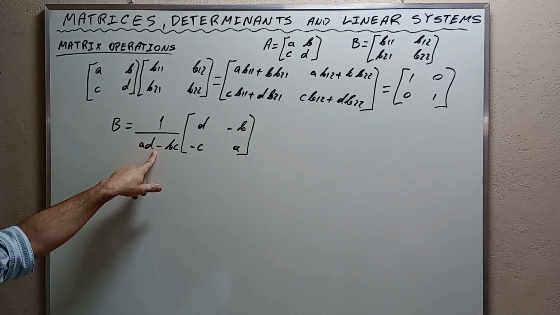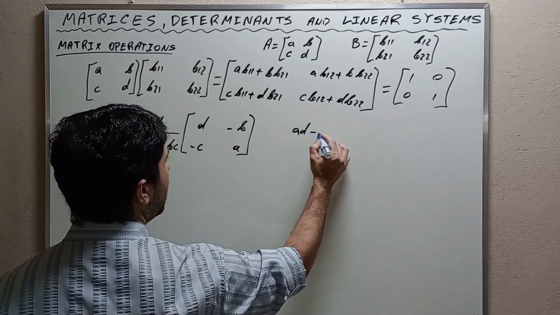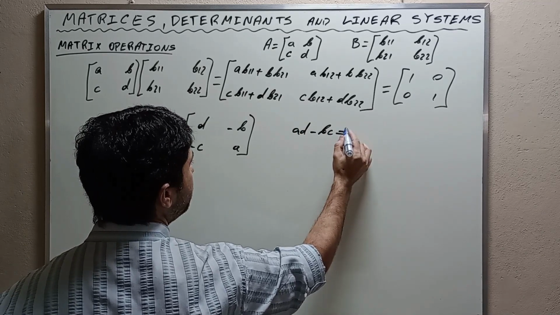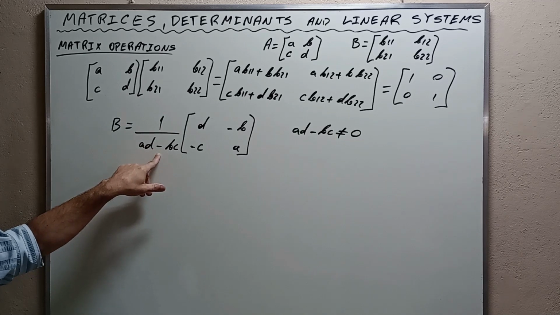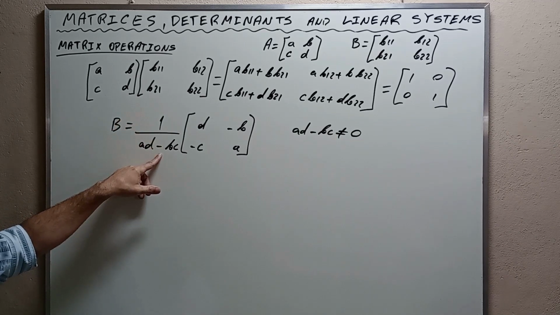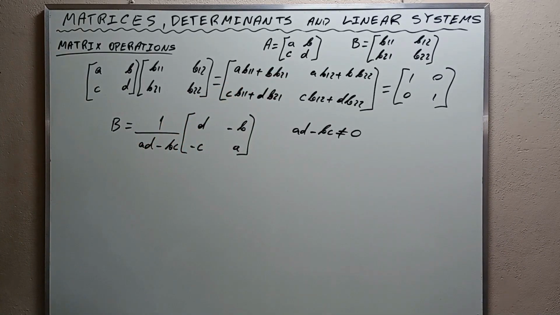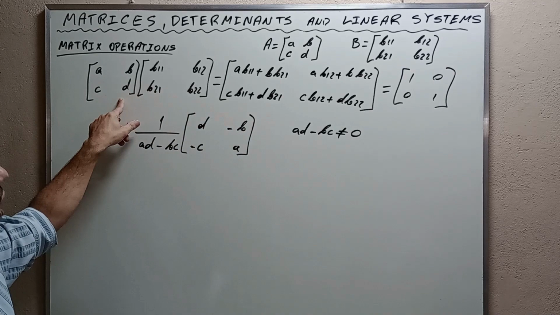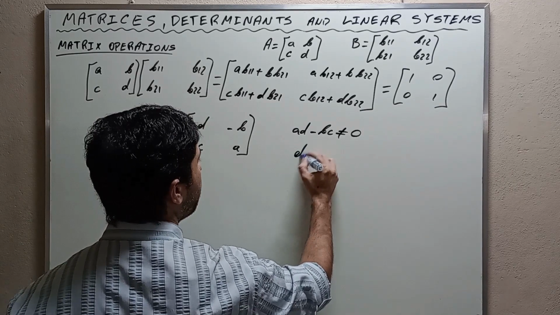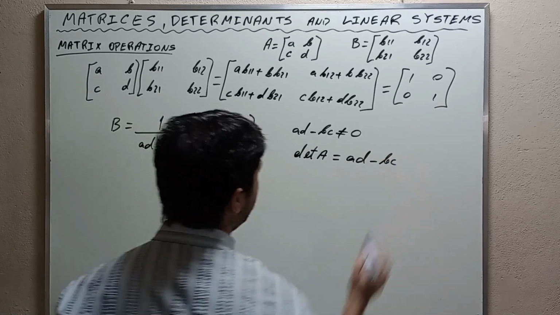And what is this number here? You see that AD minus BC has to be different than 0, okay? We cannot have 0 here, alright? It is impossible. If we have 0 here, then A does not have an inverse. And this number here is precisely the determinant of matrix A, okay? The determinant of A is AD minus BC.